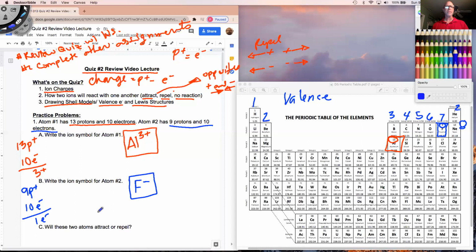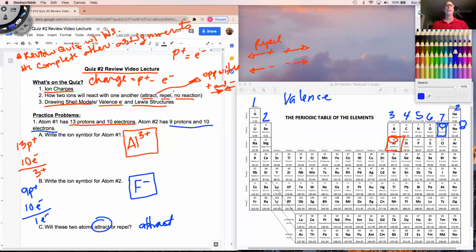All right. Next, this one, let me just tell you, the answer is going to be attract because all the other questions are based on that. But will these attract or repel? Well, we have a positive and a negative. These are going to attract. So you just write attract. All right, so to review, these are our valence electrons going across the top. And then this is how you would do A, B, and C.